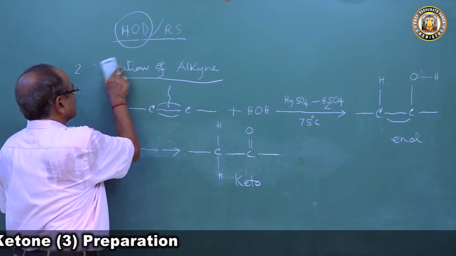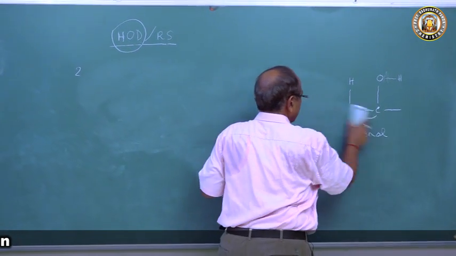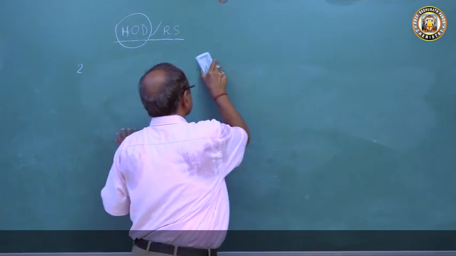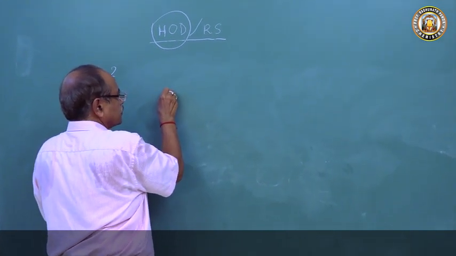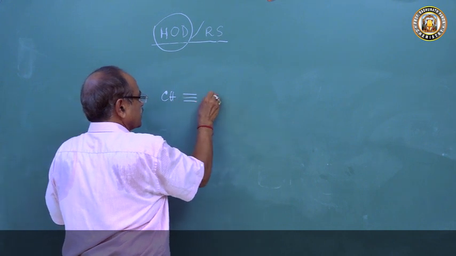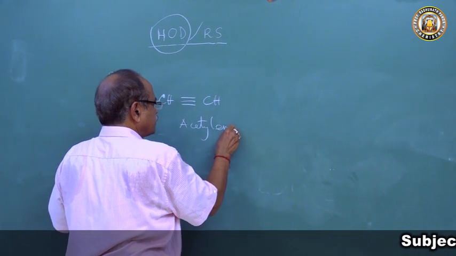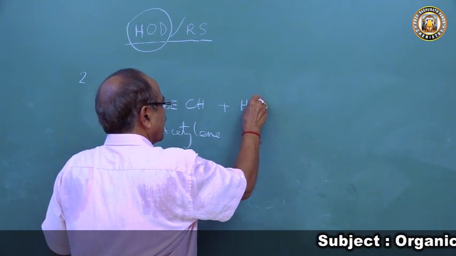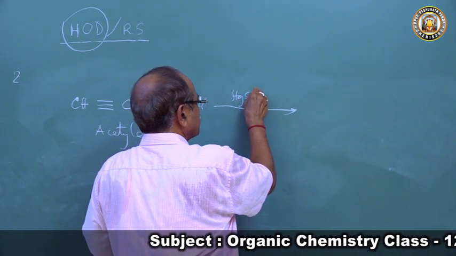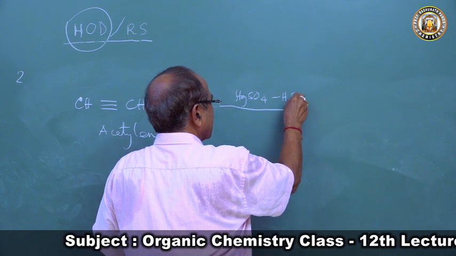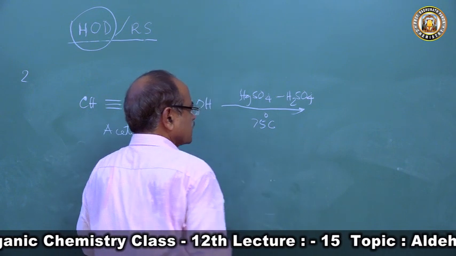Now let's come to preparation, how acetaldehyde can be prepared. Now we will take acetylene. We want acetaldehyde. Acetaldehyde contains 2 carbon atoms. So we will take an alkyne containing 2 carbon atoms. This is the alkyne, this is acetylene. Now this undergoes addition of a molecule of water. There is mercuric sulfate and sulfuric acid as a catalyst. We supply a molecule of water, heated to 75 degrees centigrade.